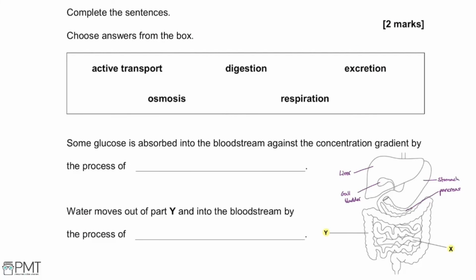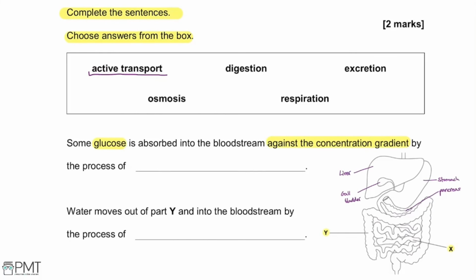So the next question gives us some sentences, and we have to complete the sentences choosing some answers from the box. And we've got our diagram in the bottom right hand corner to help us out. The first part says some glucose is absorbed into the bloodstream against the concentration gradient by the process of blank, and we have to fill in what the blank is using one of the words from the box.